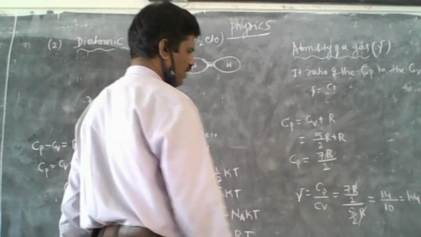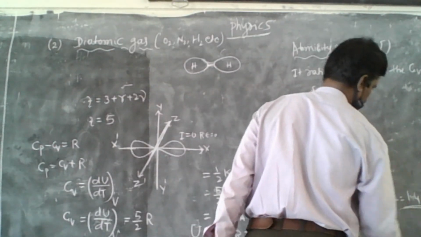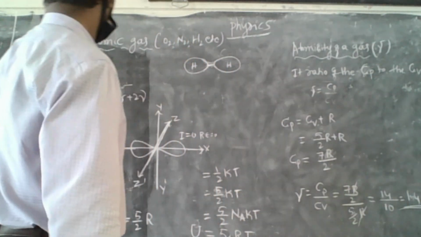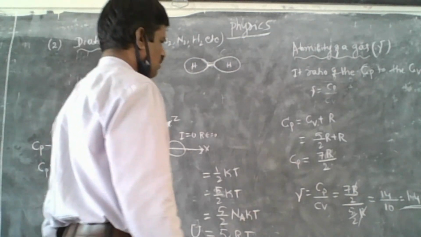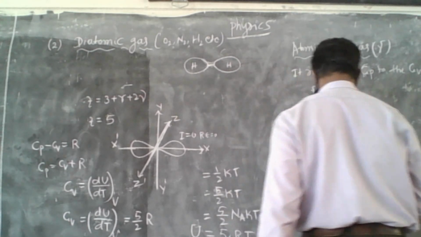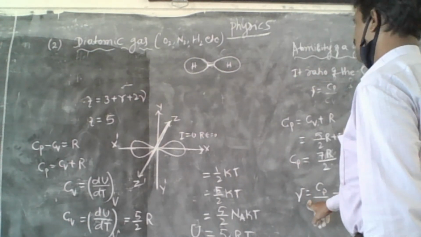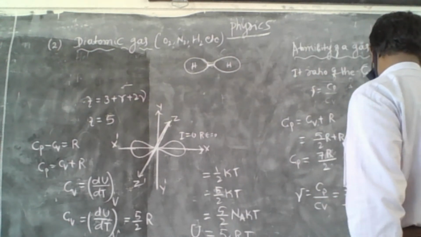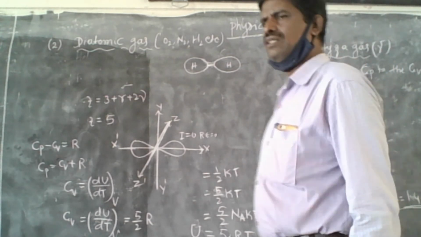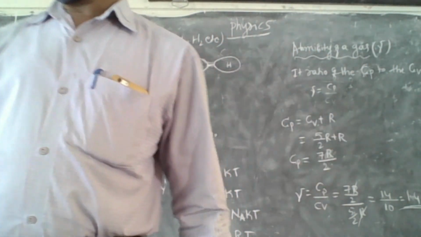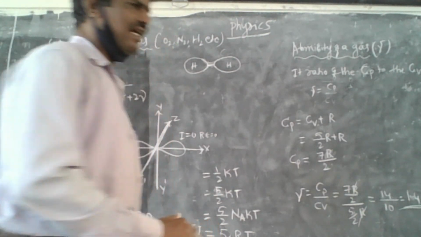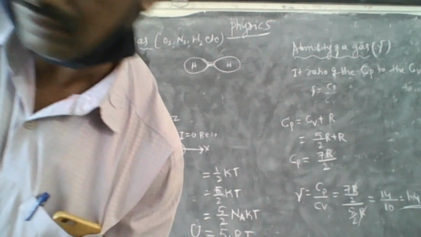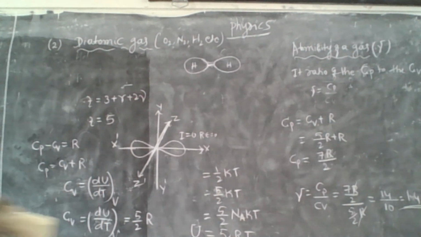Therefore, what do we get here? 1.4. So therefore, the atomicity of gases for a diatomic molecule of a gas can be 1.4. So therefore, now we are going to discuss the diatomic molecules with vibration.